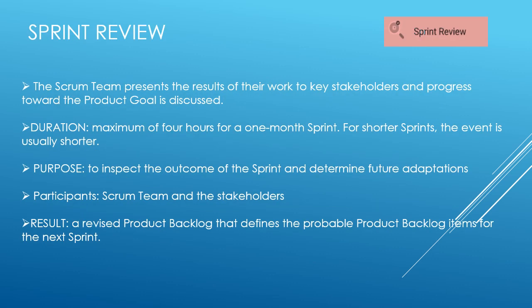Sprint Review. In Sprint Review, Scrum team and stakeholders review what was accomplished in the sprint and what has changed in their environment. Sprint Review is a working session, hence Scrum team should present the working software rather than a presentation. Sprint Review is time boxed to a maximum of 4 hours for a 1 month sprint. For shorter sprints, the event is usually shorter.